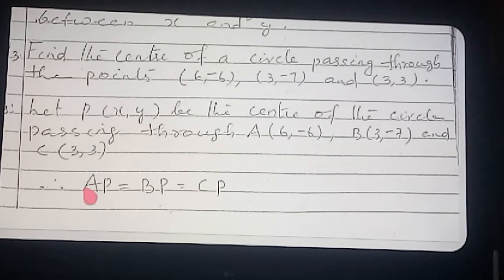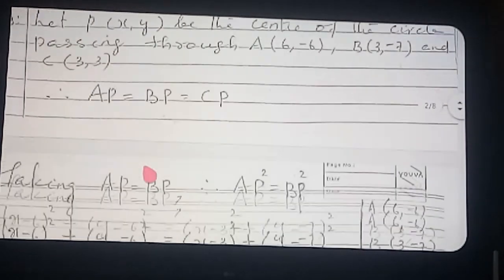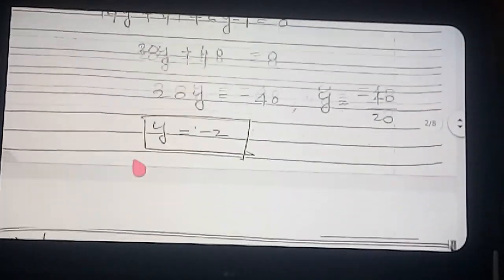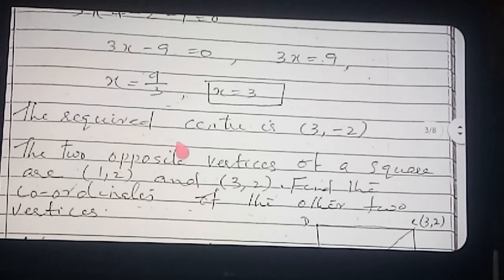Take AP and BP, you will get an equation. Take BP and CP, you get a second equation. Solving these two, you will get the values of x and y. So finally you have got the center. This is all I explained. What is the center you got? Therefore, the required center is (3, -2).